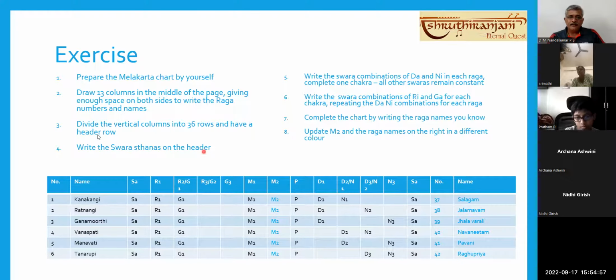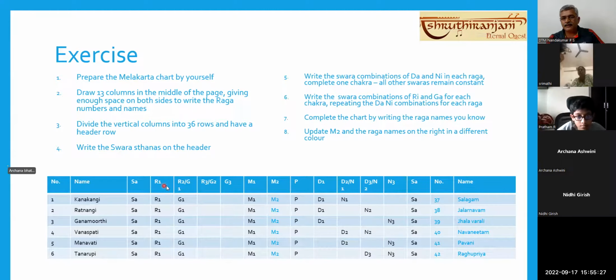Okay. So now divide this vertical columns into 36 rows. I have shown only 6 rows. So you have the long paper, right? So first divide them into 6, and each section you again divide into 6. So you will get 36. Okay. So now you have prepared your template on which you are going to write. So then write the Swarasthanas on the header. There will be one extra row for the header. So you write all the Swarasthanas.